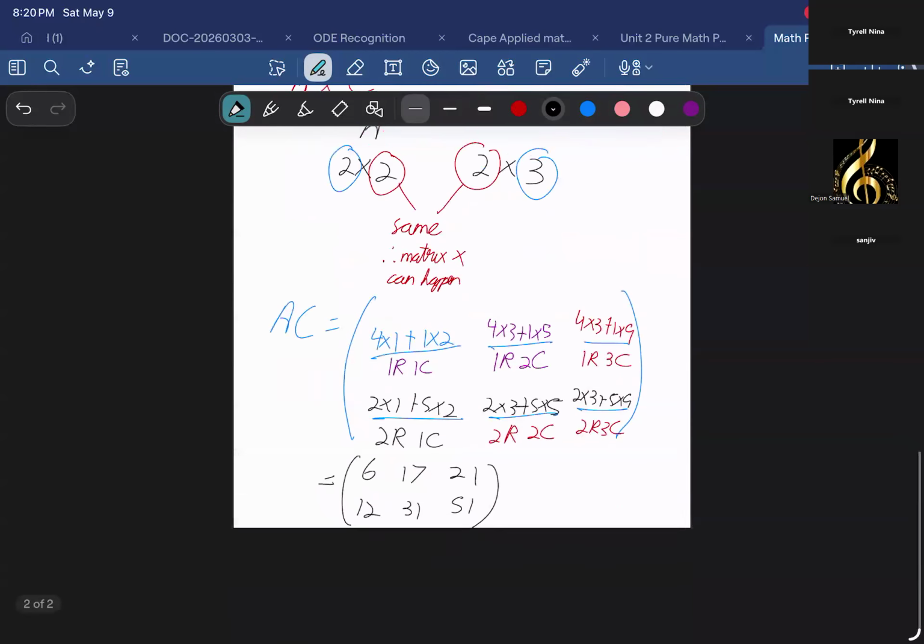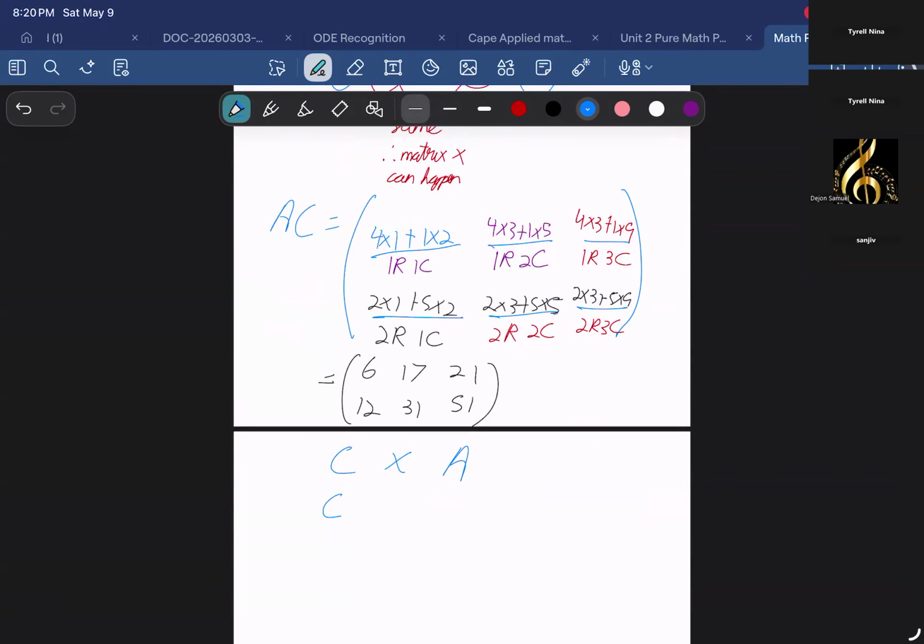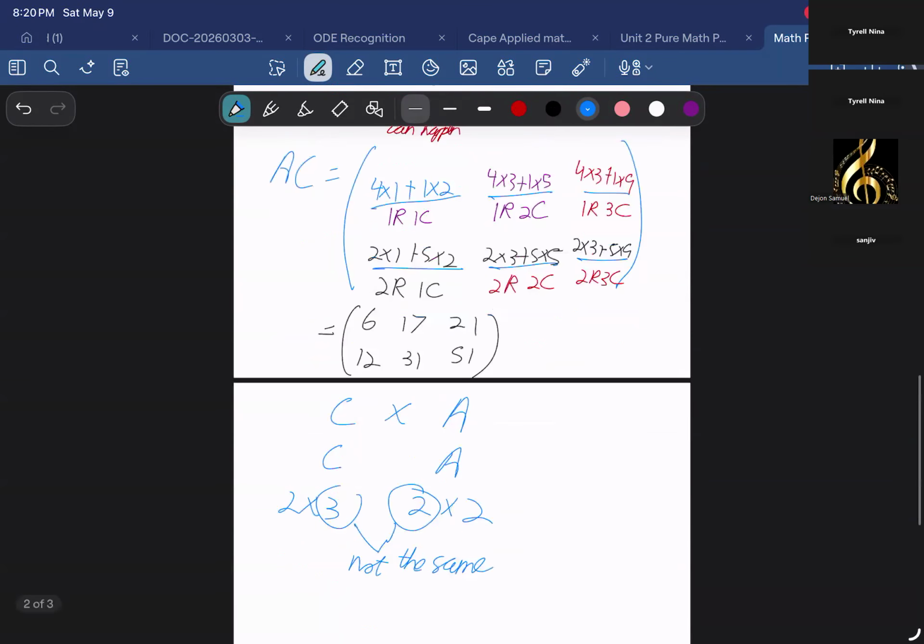But note something here. Just quickly, don't worry if you're not getting it, remember, I'll upload it to YouTube. So if I was to do, let's just say I have C times A. C is a 2 by 3 matrix, and A is a 2 by 2 matrix. Notice these two numbers are not the same, therefore we cannot multiply.